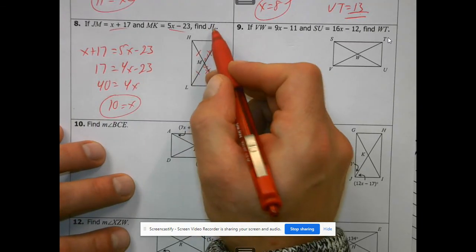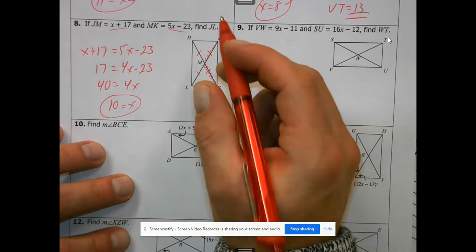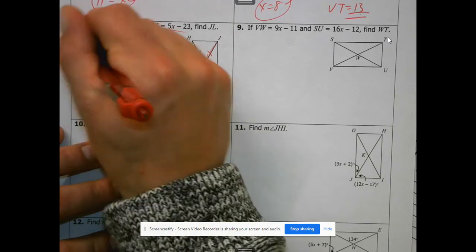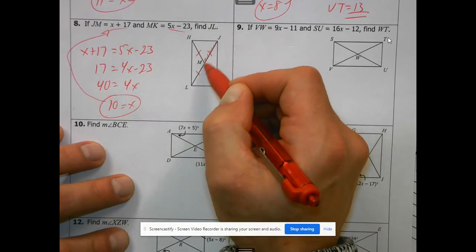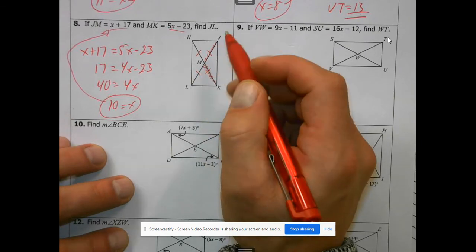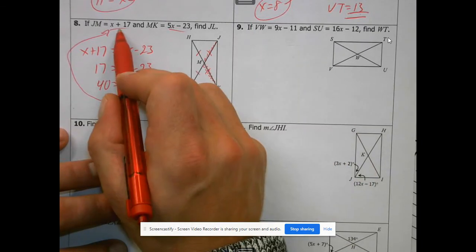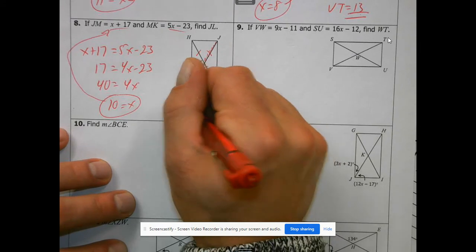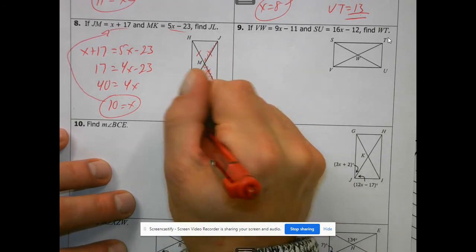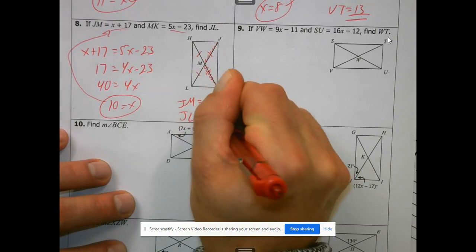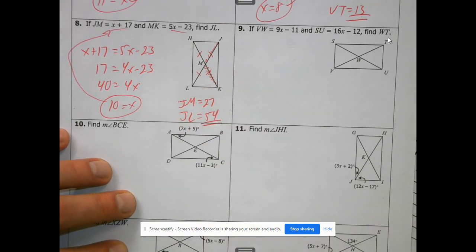It wants you to find JL. Okay, so here's what I have to do. I'm going to plug it back into JM, which would be this piece right here. Then I got to double that to get the entire piece here. So when I plug it back into this piece right here, JM comes out to be 27. But I got to double that to get JL. 27 times 2, 54.